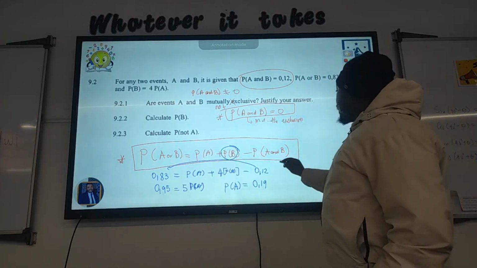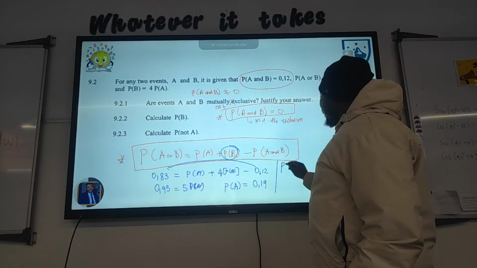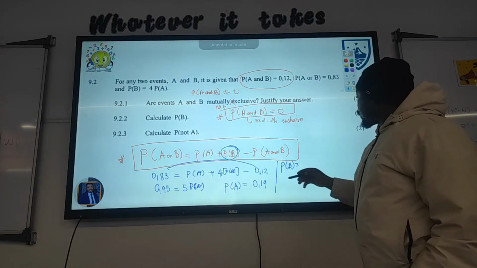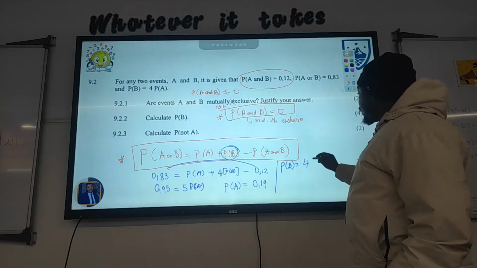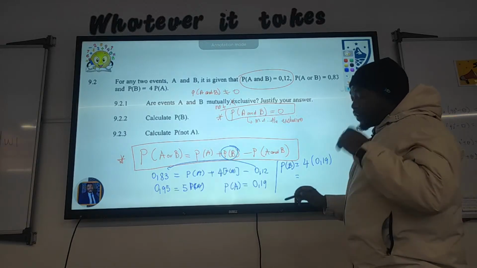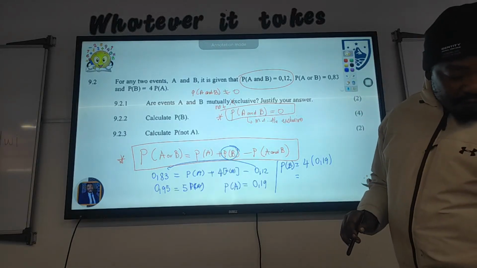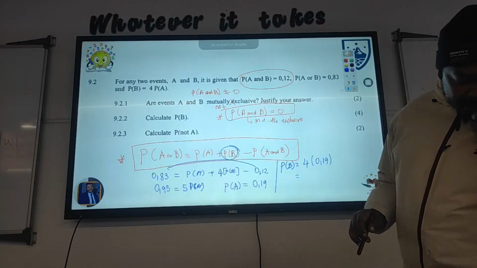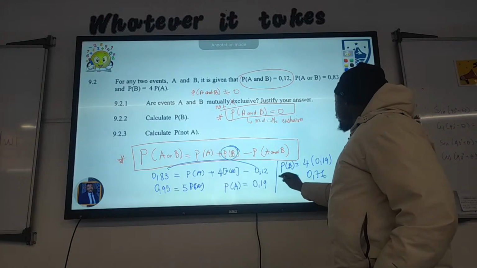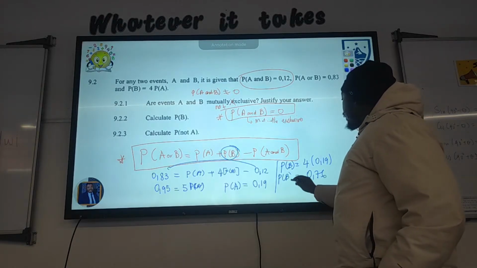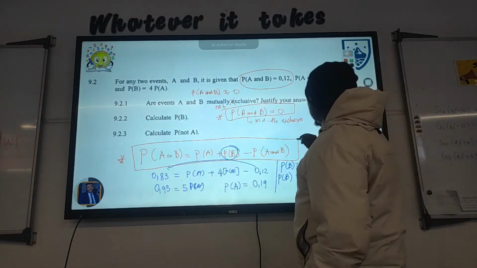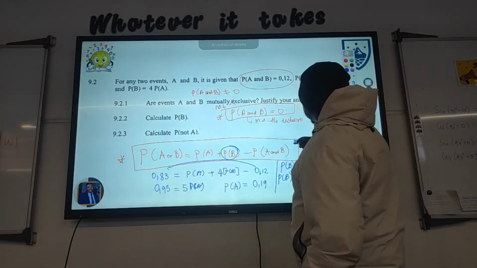So for event B, we're going to multiply that by 4. So we're going to have 4 multiplied by 0,19. And then we multiply this by 4, and this will give us 0,76. Good. So you need to, every time, these are the most important figures.